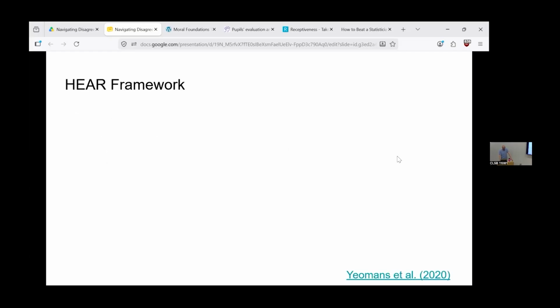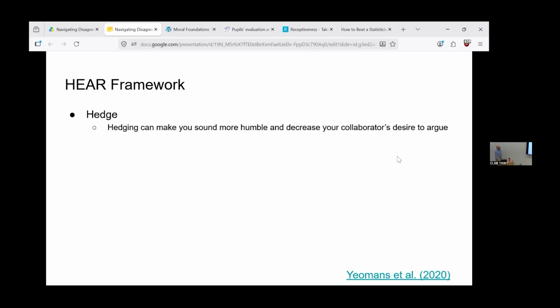Okay, so I'm also going to give you another framework for expressing your disagreement. The HERE framework, this is from Julia Minson and her lab, the Constructive Disagreement Lab. It has a nice acronym, HERE. The first is hedge. So it can make you sound more humble and decrease your collaborator's desire to argue. So using phrases like I think, likely, may, probably, etc.